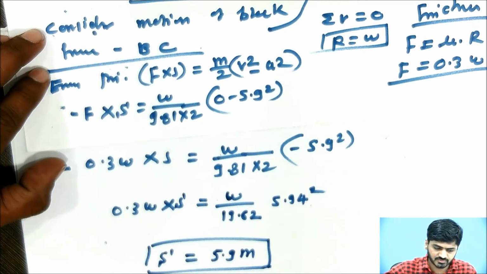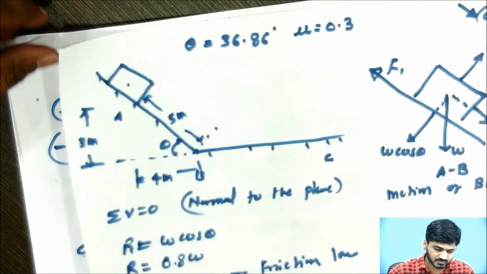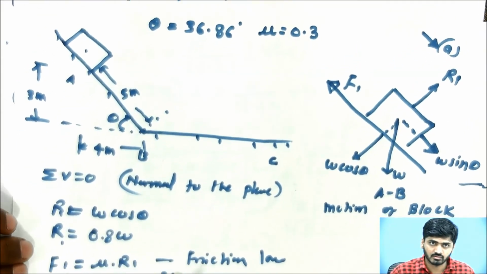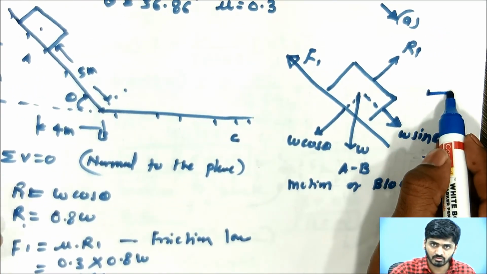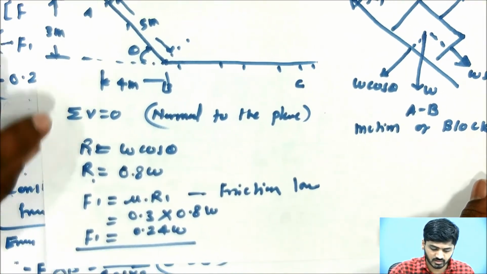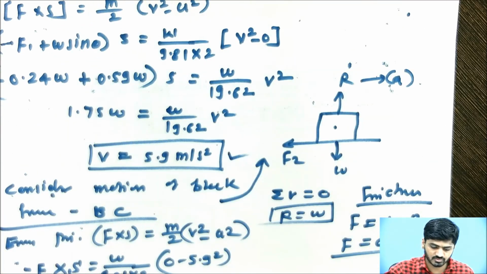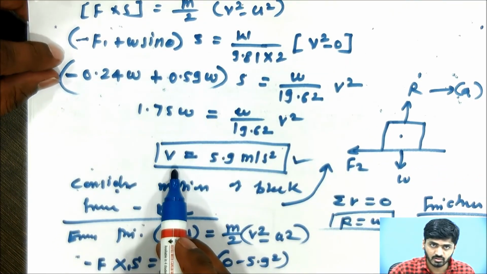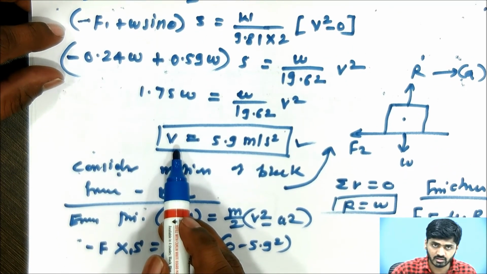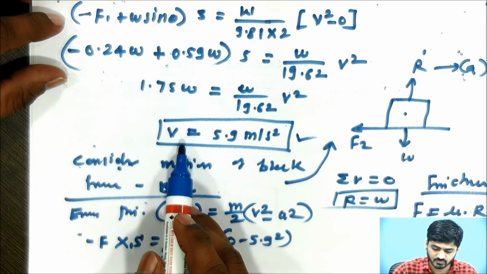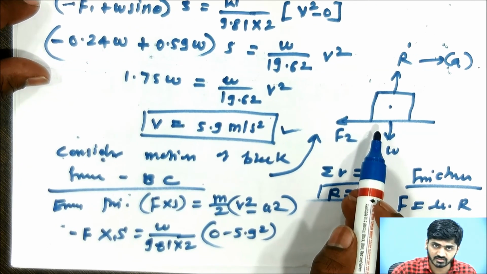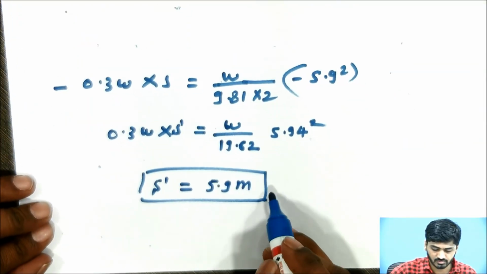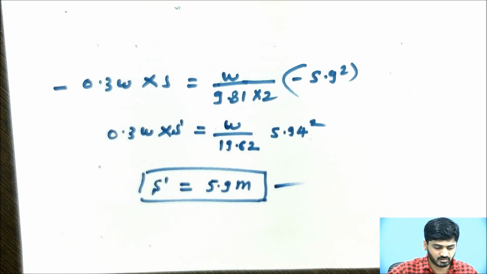So once again I will highlight the steps. This is the first, the problem statement, then the figure. In that we have considered the first block. So we have calculated the reactions, frictional force. Further we are applying the energy principle. We have calculated the initial and final velocity. The final velocity for the first block we have considered as the initial velocity for the next block, and here also we have calculated the answers, and the distance is 5.9 meter.